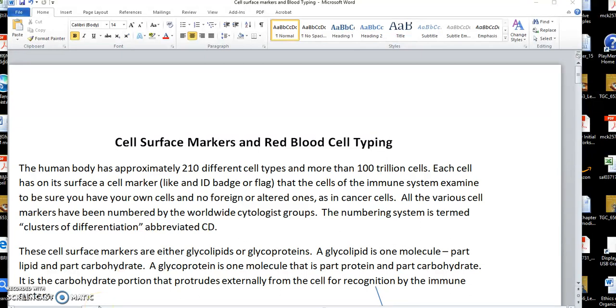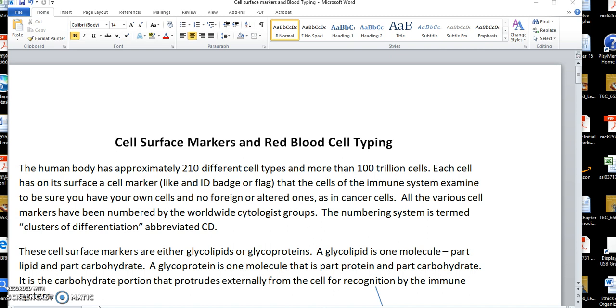The human body has approximately 210 different cell types, subsumed into 4 tissue types you may recall: epithelial, connective, nerve, and muscle. The standard human has somewhere between 70 and 100 trillion cells, but roughly 210 different cell types.